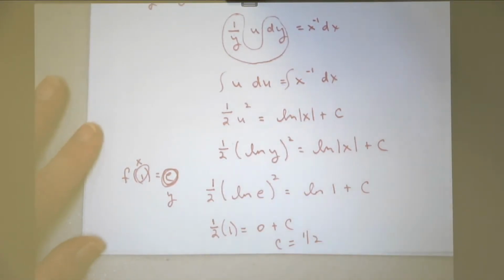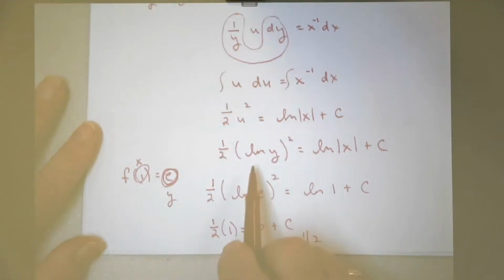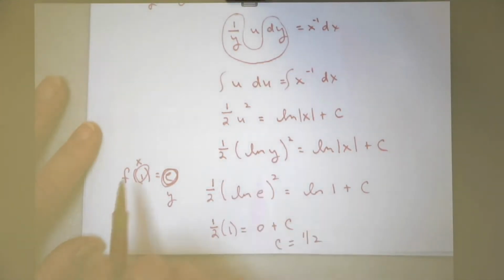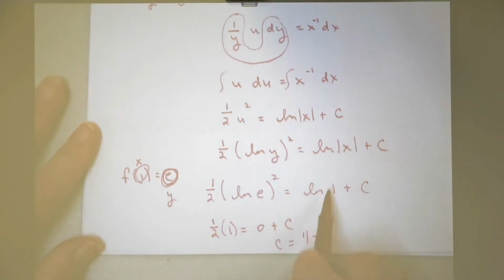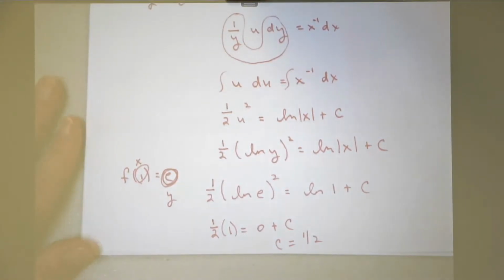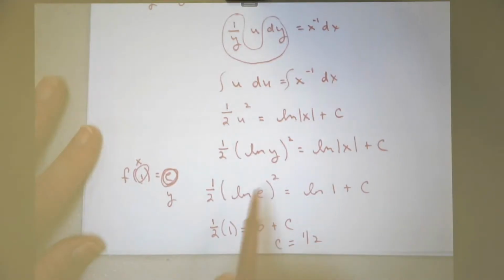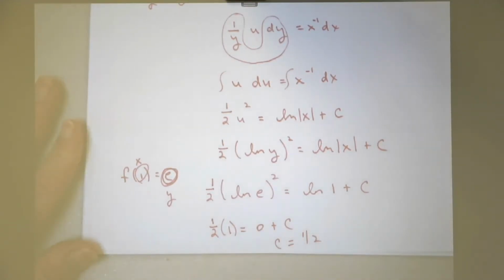I have to plug back in for my u sub. There's my ln y. And now I'm going to use the condition f of 1 is e. So where there's a y, I'm putting in e. Where there's an x, I'm putting in 1. Now, I'm also dropping the absolute value bar because 1 is a positive number. I don't need absolute value at this point. ln e is 1. ln 1 is 0. c equals 1/2.